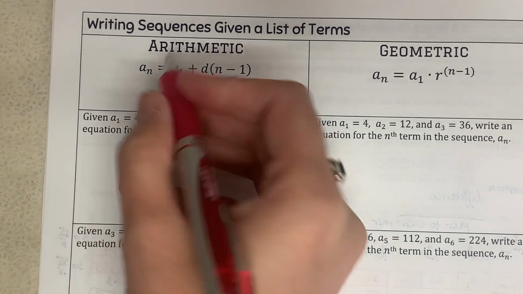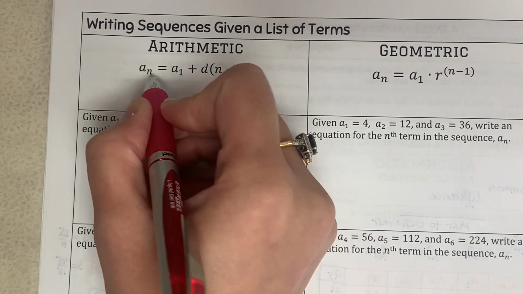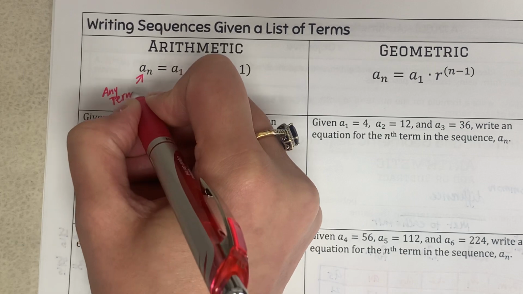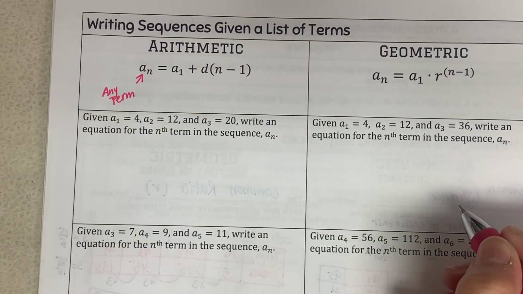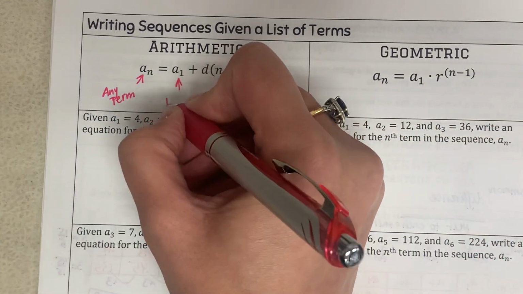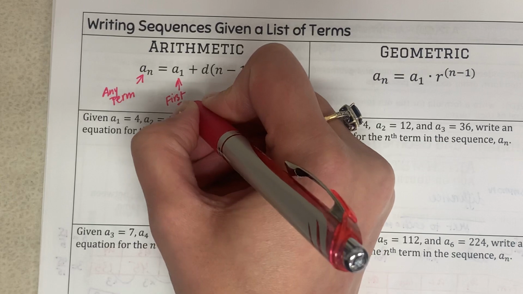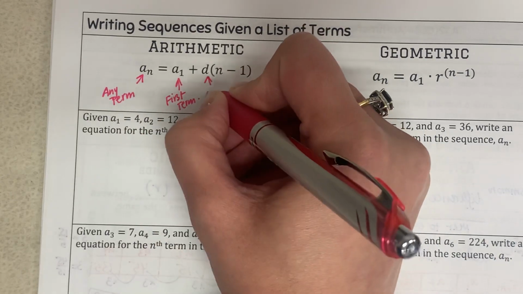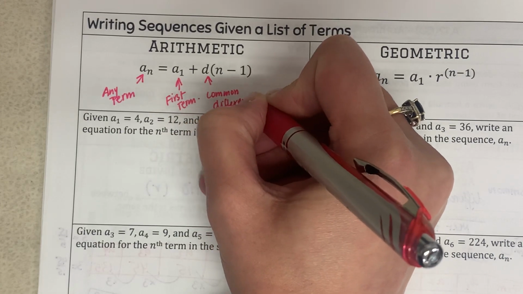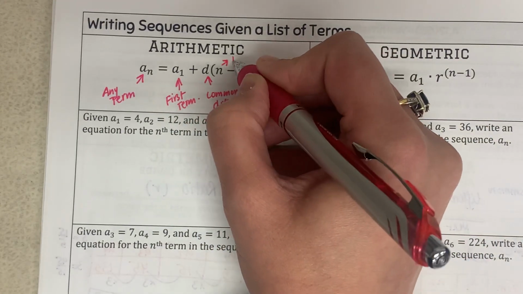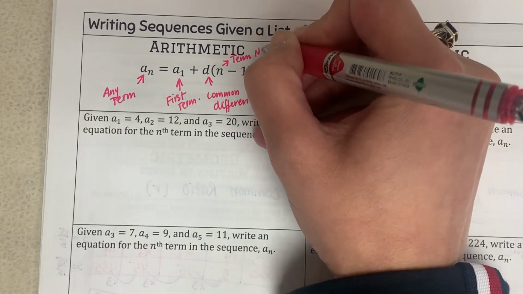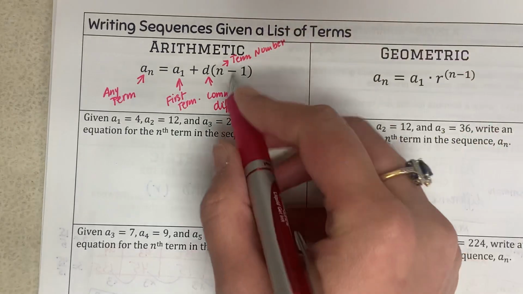A of n means I can find any number, any term. So I can find the 50th term, 100th term, 17th term using this formula. A1 means the first term, so my first number. D again is the common difference. N is the number of the term. And 1 is just the number over there.